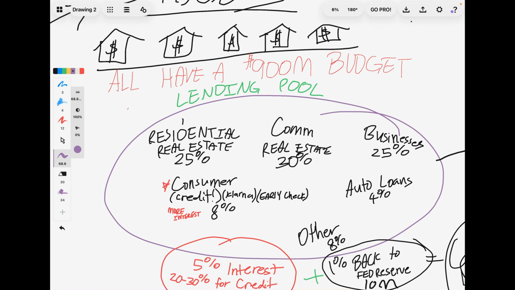But consumer, credit, Klarna, early check. These have more interest. These are where most people are at, because most people aren't into buying houses. Most people aren't into commercial real estate. That's way too expensive for people. Most people aren't starting businesses. They don't know what they want to do, and whatnot.